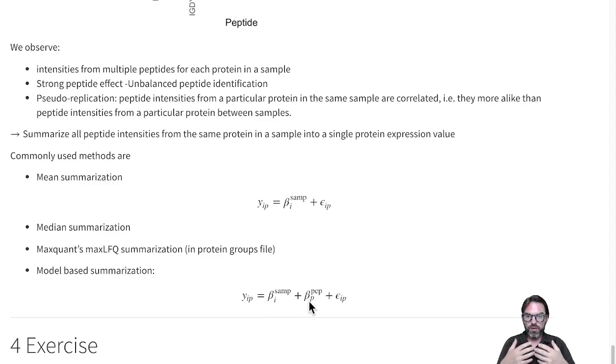Before we get into more details, we will first explore these different summarization strategies ourselves on this spike-in study, so that we clearly know what is going on and what the different summarization methods do on real data.